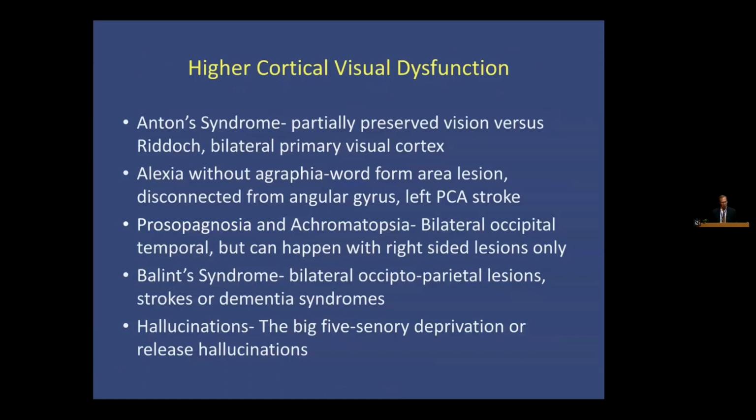So in summary, higher cortical visual dysfunction: Anton syndrome, probably due to partially preserved vision areas versus readout phenomena where you take it in subcortically. Alexia without agraphia is a word form area lesion in which that vision area is disconnected from the angular gyrus, most commonly seen with a left posterior cerebral artery stroke. Prosopagnosia and achromatopsia: bilateral occipital temporal lobe lesions, but can be seen with right-sided lesions only. Balint syndrome, which we showed you, is due to bilateral occipital parietal lesions; strokes and dementia are common causes. And then hallucinations from a variety of reasons, including sensory deprivation or release hallucinations.